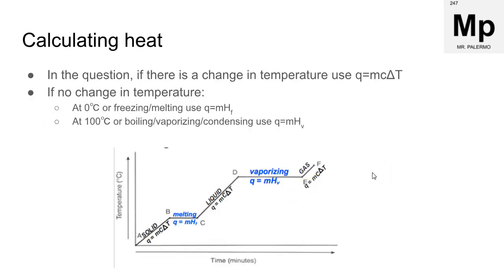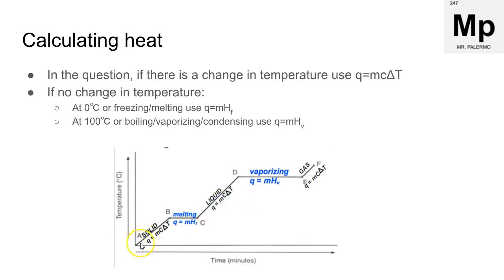So how do we calculate the amount of heat required to change the temperature of something or to get it through a phase change? Well, we have three formulas listed on table T. We have Q equals mc delta T, and we have Q equals mHF, and Q equals mHV.